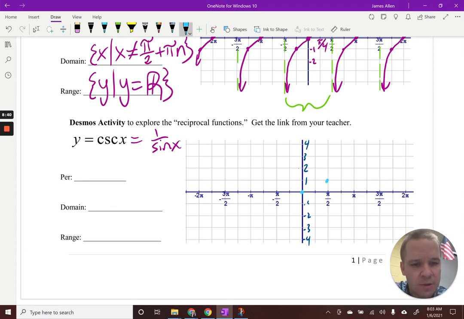And then at pi over 2, it's 1, right? That's my first quadrantal. And then back at pi, I'm at 0, and then over here, I'm at -1, and so on and so forth. Awesome sauce. Let me go back the other way.